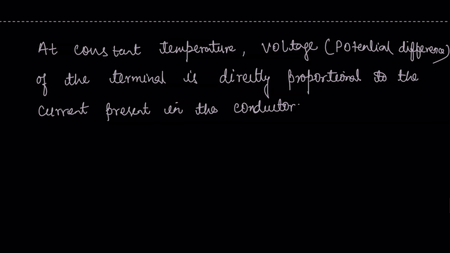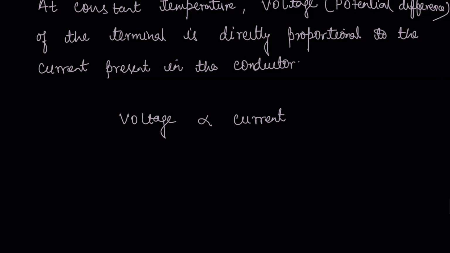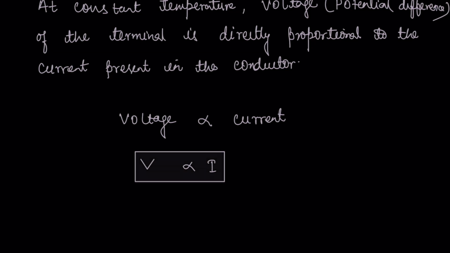So here we can write it down. Voltage is proportional to the current. Symbolically we can write it as V is proportional to I. It means that when the voltage increases, then current has to increase. If in a circuit, if this voltage increases, the current which is passing through this circuit will also increase. So that's the meaning of directly proportional.